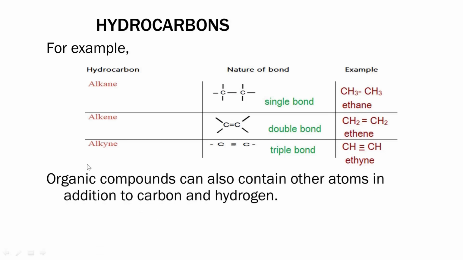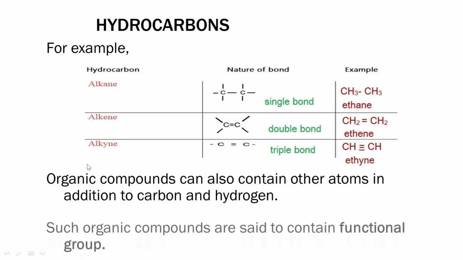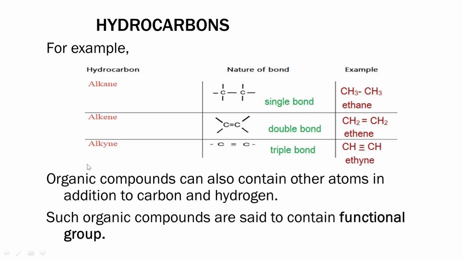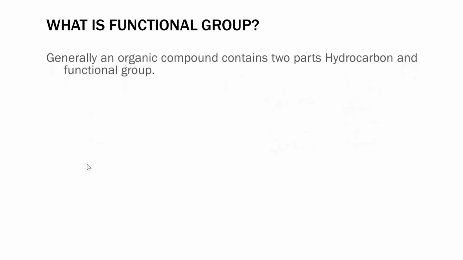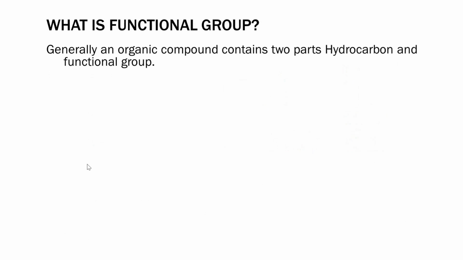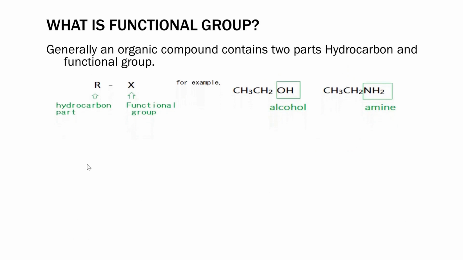Organic compounds can also contain other atoms in addition to carbon and hydrogen. Such organic compounds are said to contain a functional group. So what is a functional group? Generally, an organic compound contains two parts, a hydrocarbon and a functional group, like this. Here, R represents the hydrocarbon, whereas X represents the functional group.